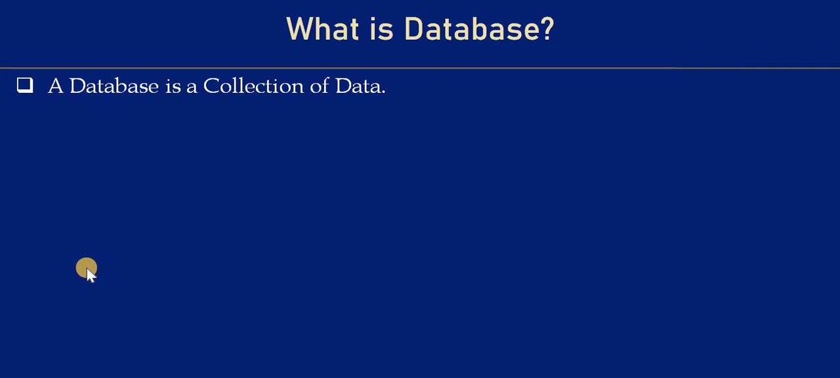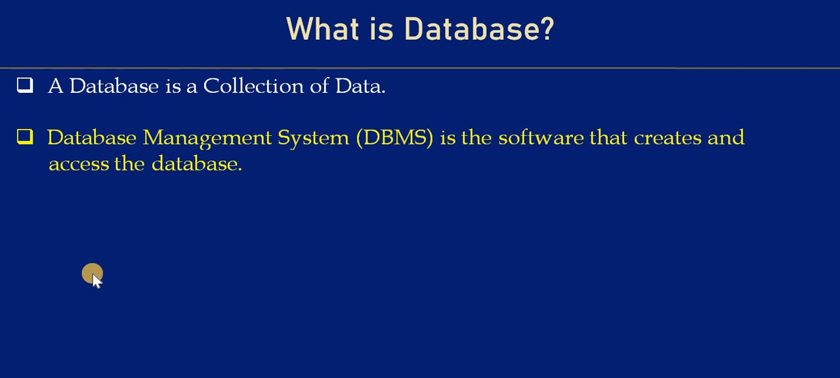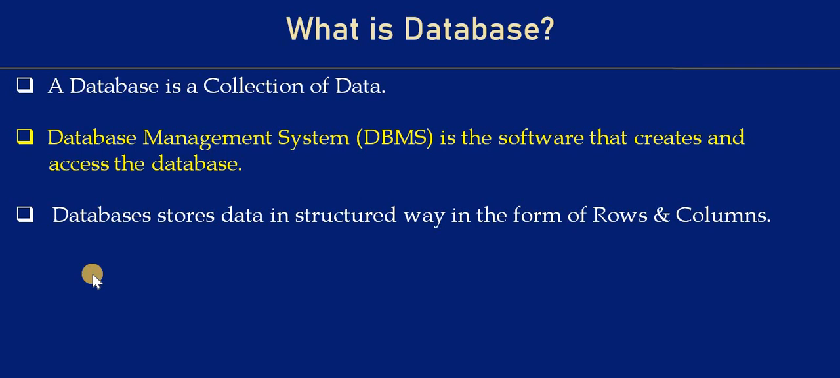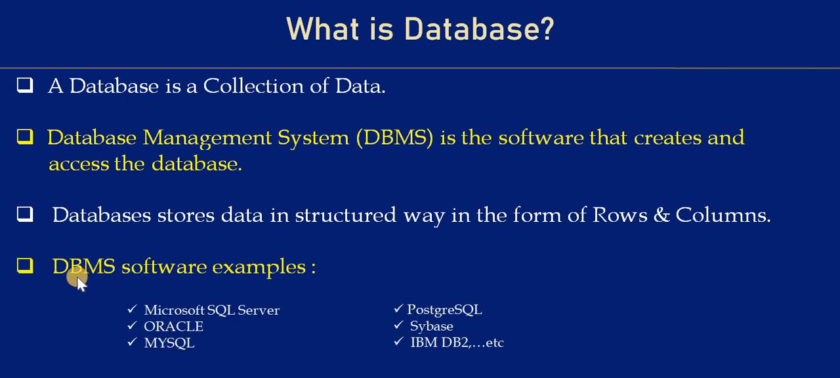So now here in this video, we'll discuss databases and their types. First of all, we'll discuss what a database is. A database is a collection of data. Database Management System, DBMS, is software that creates and accesses the database. A database stores data in a structured way in the form of rows and columns. DBMS software examples: Microsoft SQL Server, Oracle, MySQL, PostgreSQL, Sybase, and IBM DB2.